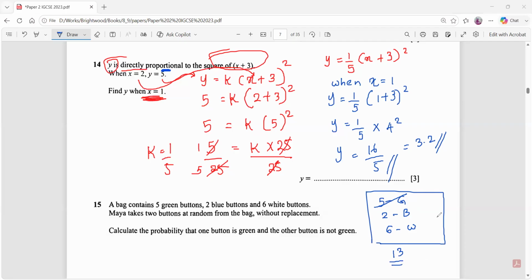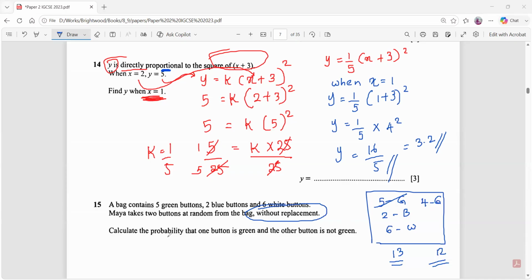If I take a green button the first time, how many buttons remain? Now there are 4 green buttons, because I already took a green button. Altogether how many buttons now? 4 plus 2 is 6, and 6 more is 12. In the beginning they have 13 buttons, but the second time you have to think with 12 buttons. That's called without replacement. If I take a button the first time, the second time you cannot take the same one. Clear? It may have the same color, because they have 2 or more buttons of each color.